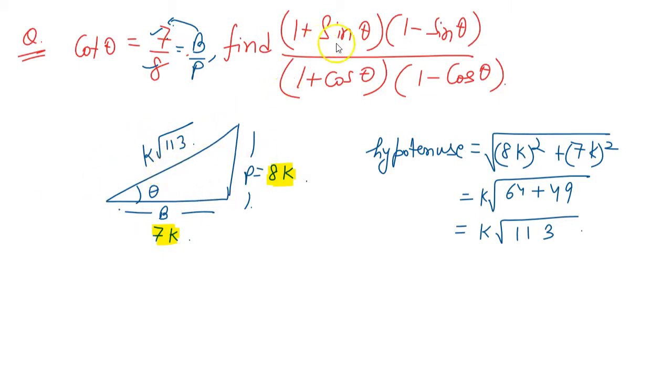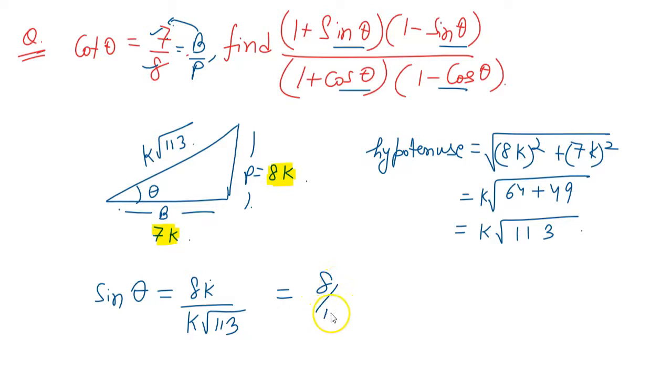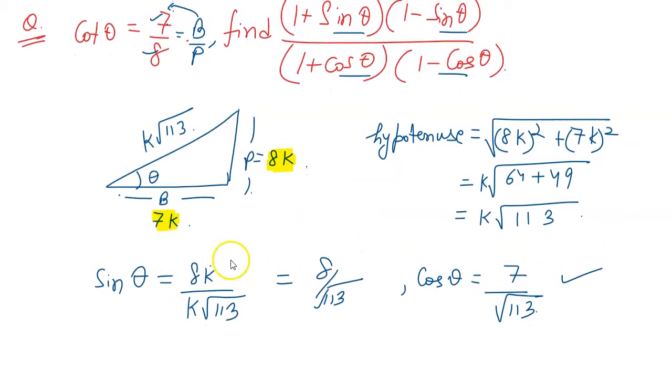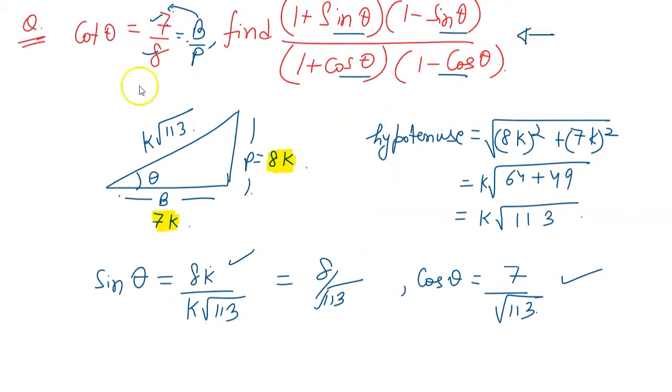So once we have got these values of the three sides, we can find sine and cos values which is involved in the question. So sine theta will be 8k because it is perpendicular by hypotenuse, that is k root 113. So that will be 8 by root 113. Similarly, cos theta will be 7 by root 113. Just divide this base by hypotenuse. Now let us put this sine theta and cos theta values in this expression which we need to evaluate.